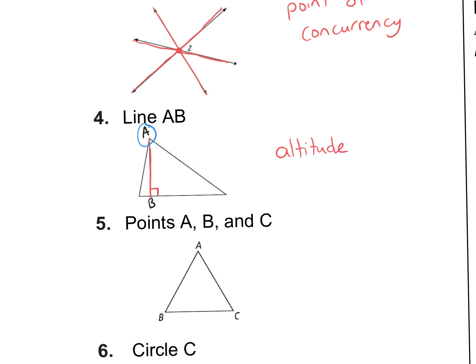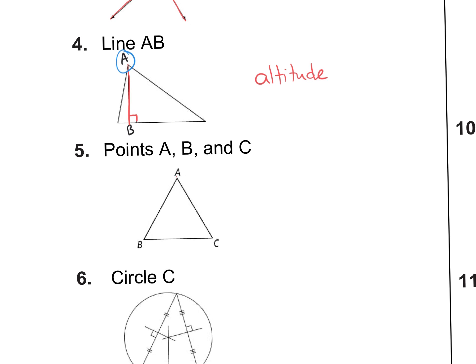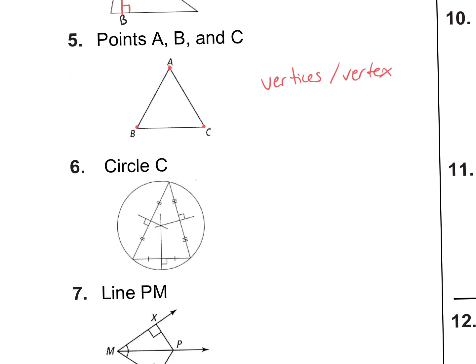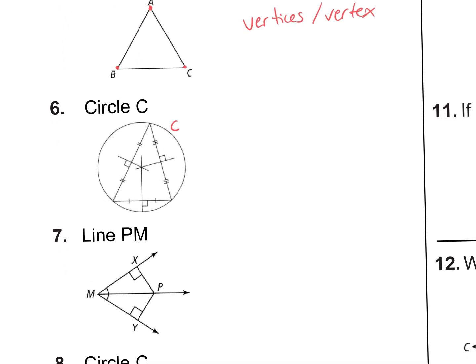Okay, number 5, talking about the corners of the triangle. What are those called? Vertices. Or if you call one of them a vertex. Number 6, circle C. What is the circle called if it's outside the triangle? Circumscribed circle is outside of the triangle.